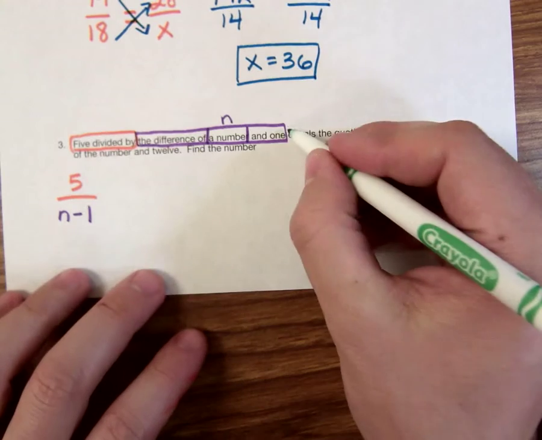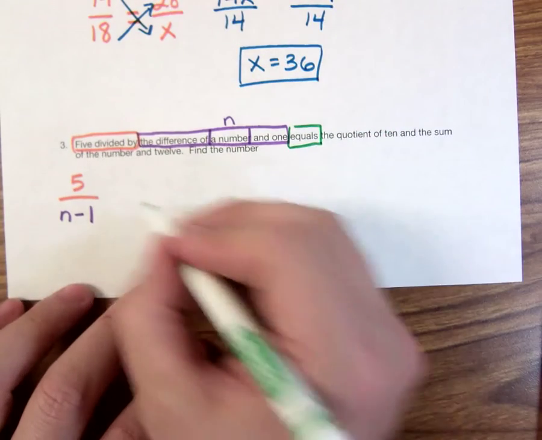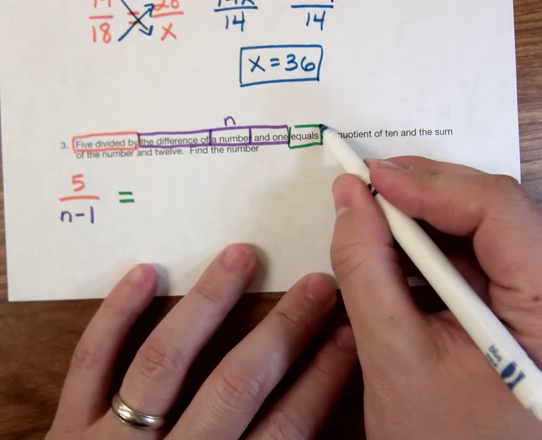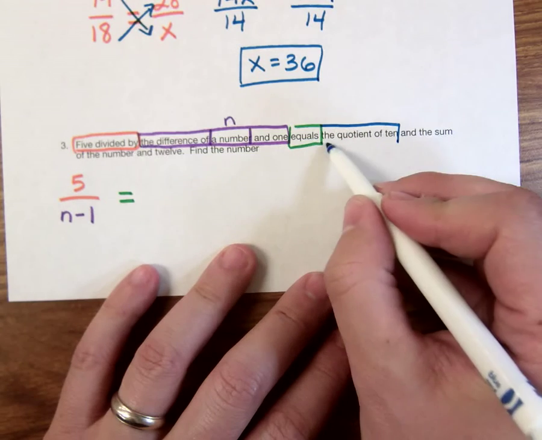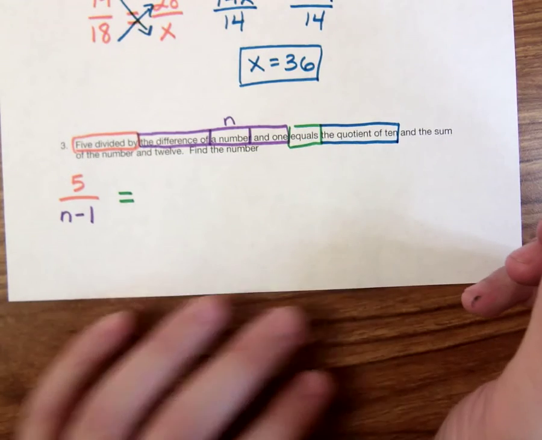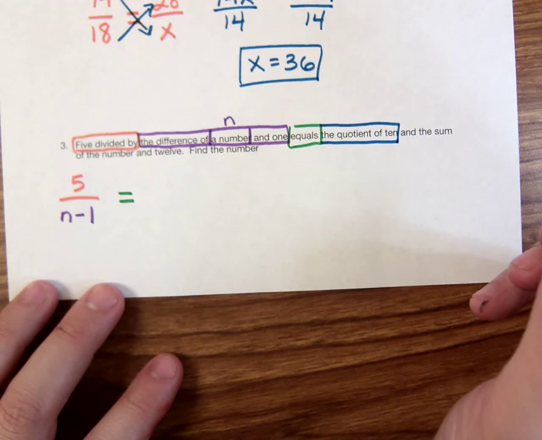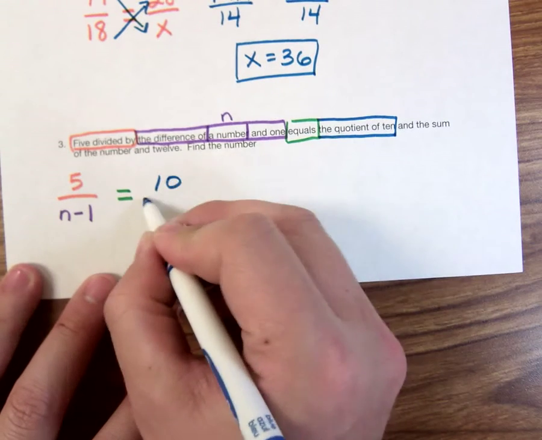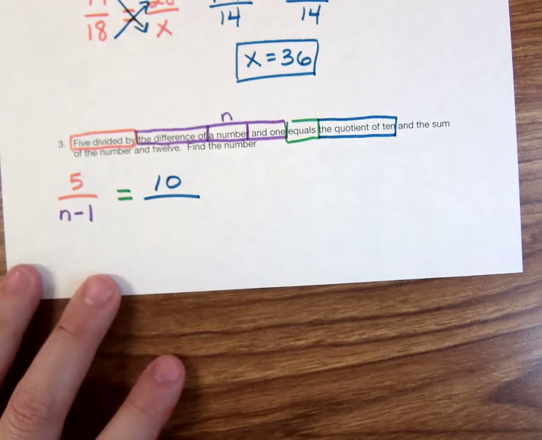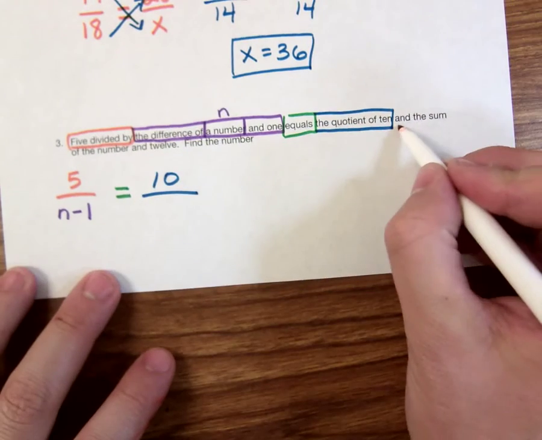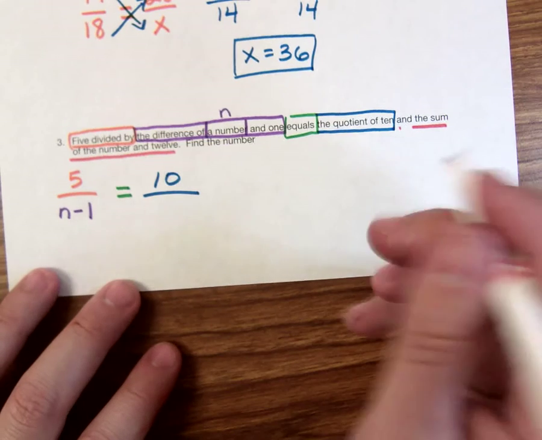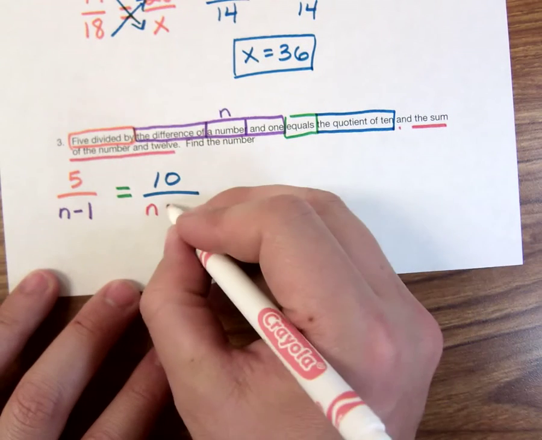This one seems pretty self-explanatory. Equals. That's the equal sign. What does it equal? Well, it equals the quotient of 10. What does quotient mean? A result of what? Division. So the quotient of 10 and the sum of the number and 12. What does sum mean? Plus, so the number, which was n, plus 12.